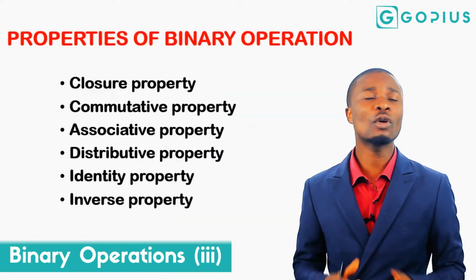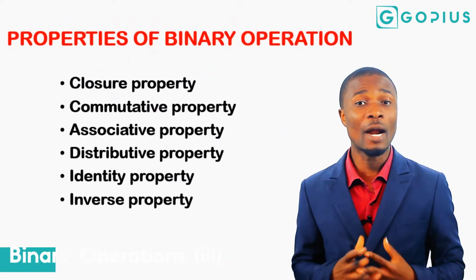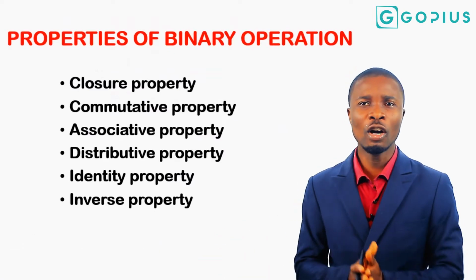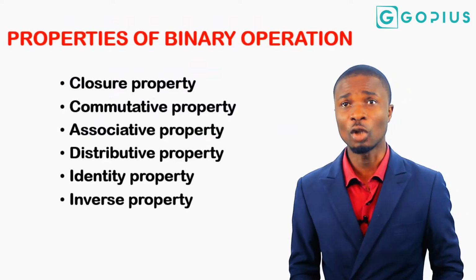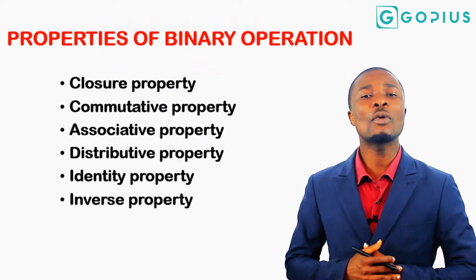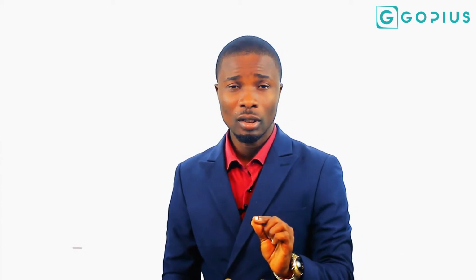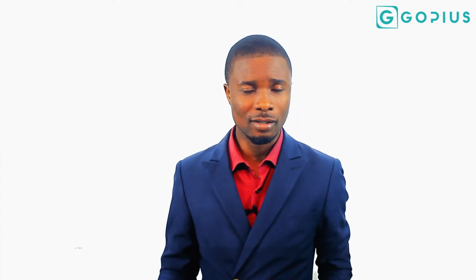And on the screen you can look at the properties of binary operation, some of which I have already explained in the previous session. Alright, the first property here is the closure property. What closure property means is that if I pick two elements from a particular set and carry out a particular binary operation, and the answer I have is also an element of that set, then that operation is said to be closed as far as that set is concerned.